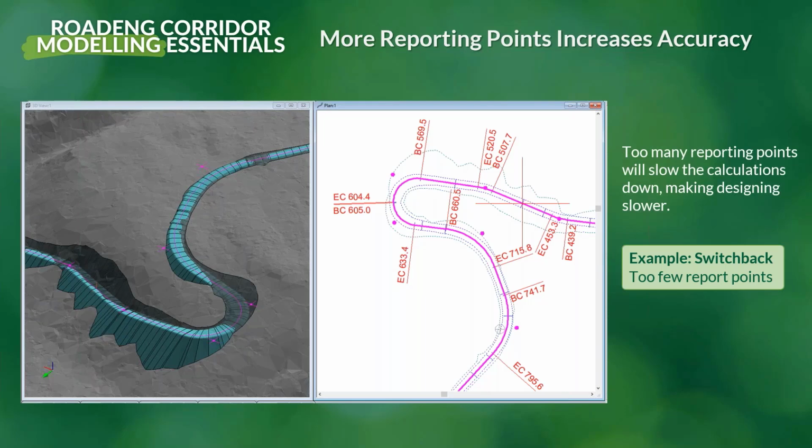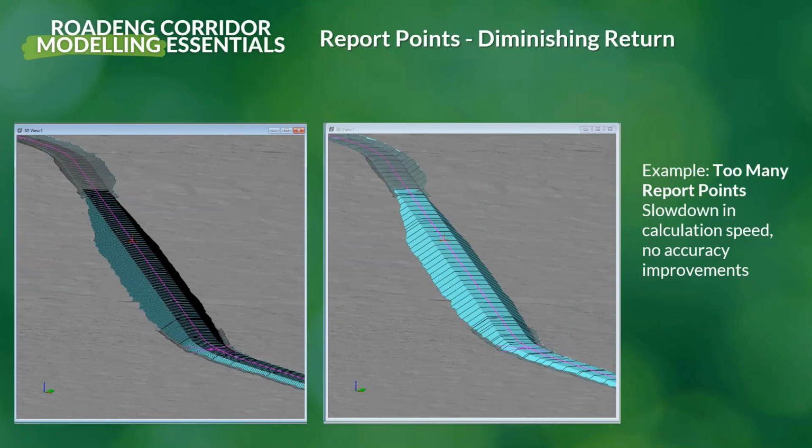Now, the second concept is tied into this point of diminishing returns. If you have too many report points, you're obviously going to slow down calculations and make the designing process slower. Here's a really great visual to help explain that. On the left, we have far too many report points. These report points are not adding any additional volume information to this project. Whereas on the right, at a much lower, more regular frequency, these report points are capturing pretty much the exact same volume, but they're keeping the software really light.